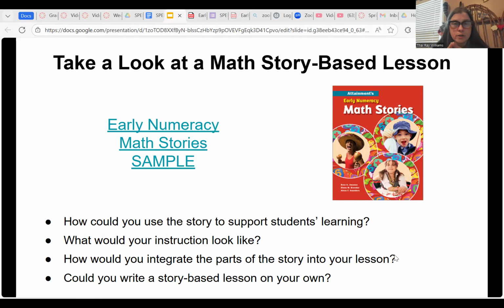And what I want you to do is go and answer the following questions. How could you use the story that we just looked at to support your students' learning? And you can talk about just one part of it. You don't have to refer to the whole story if you don't want to. What would your instruction look like?